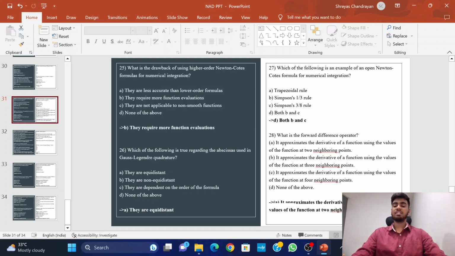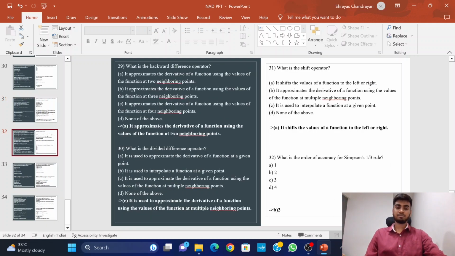Question number 28: what is the forward difference operator? A, it approximates the derivative of a function using the value of the function at two neighboring points. B, it approximates the derivative of a function using the values of the function at three neighboring points. C, it approximates the derivative using the value of the function at four neighboring points. D, none of the above. So the correct option is A. It approximates the derivative of a function using the value of the function at two neighboring points.